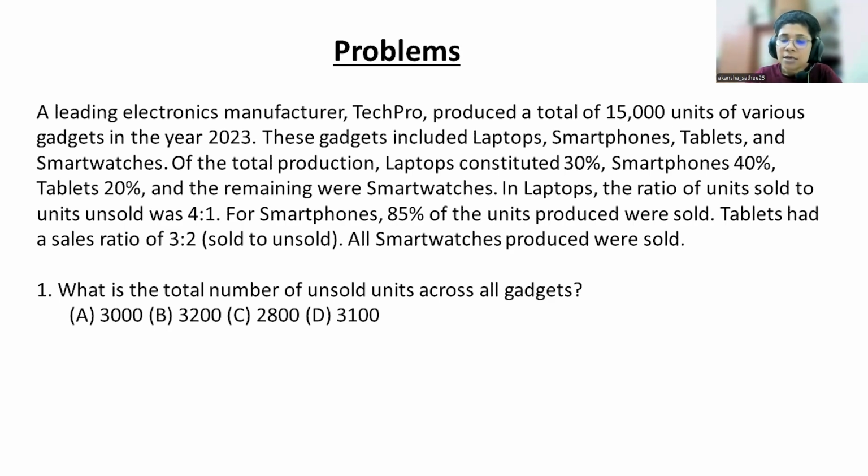This data is given. Then they have given how many laptops are sold, how many laptops are unsold. Similarly for all these things. And based on this data, you have to solve some problems. What is the total number of unsold units across all gadgets? You can solve this question by getting how many unsold units there are for laptops, smartphones, tablets, as well as smartwatches. For smartwatches, they are saying all are sold. Okay, so then you have to add them up.